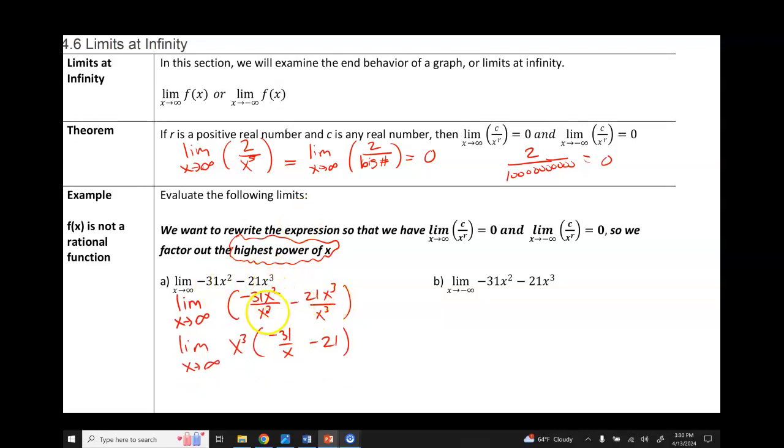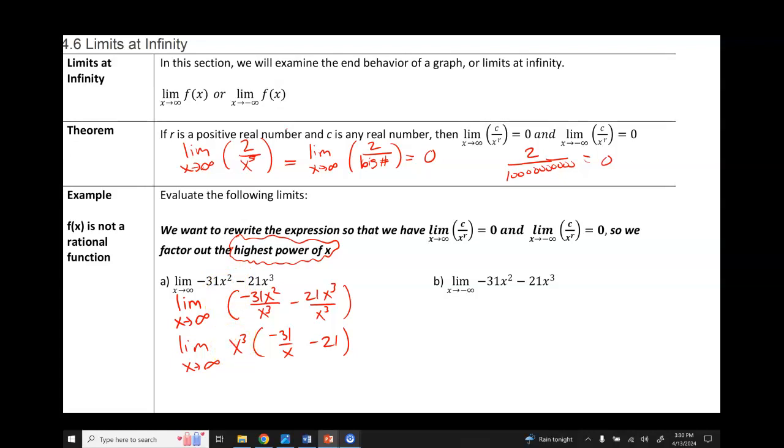So x squared over x cubed is 1 over x. So we have negative 31 over x. Here the x cubed over x cubed cancels out. So we have a negative 21. And then we factored it out, right? It can't just disappear. It doesn't go nowhere. We have to do something with it. So we're going to factor it out. It goes to the front.